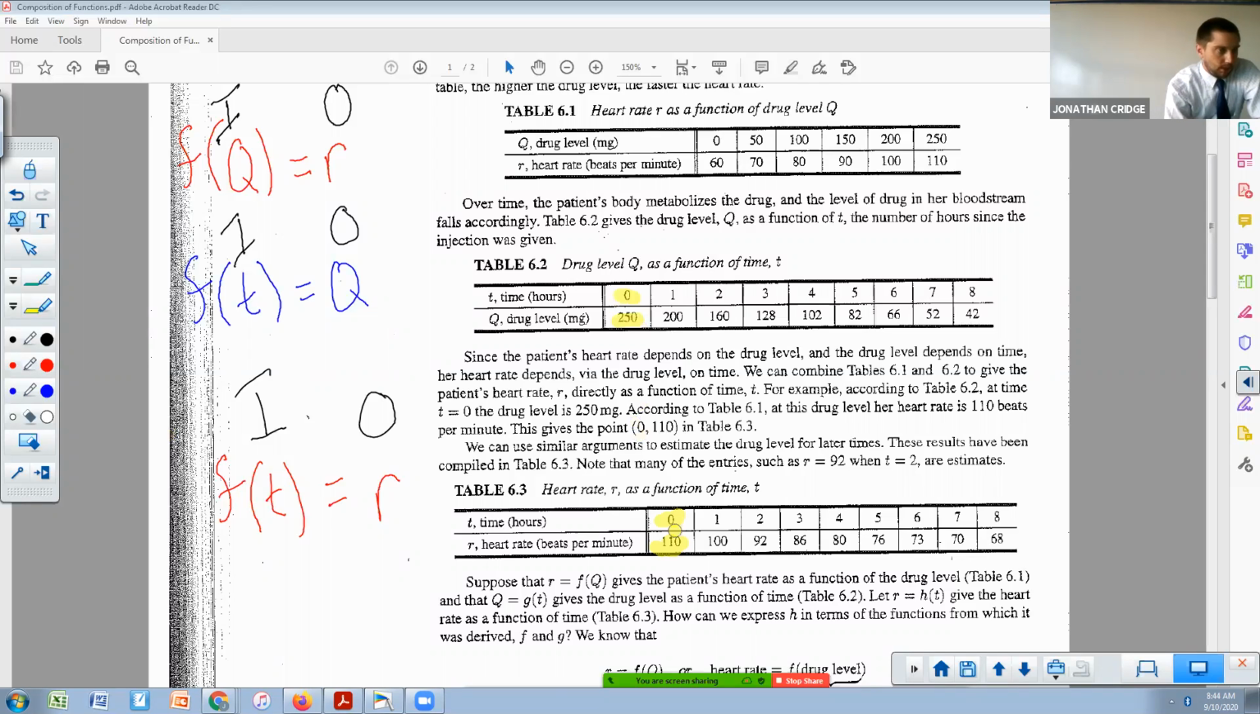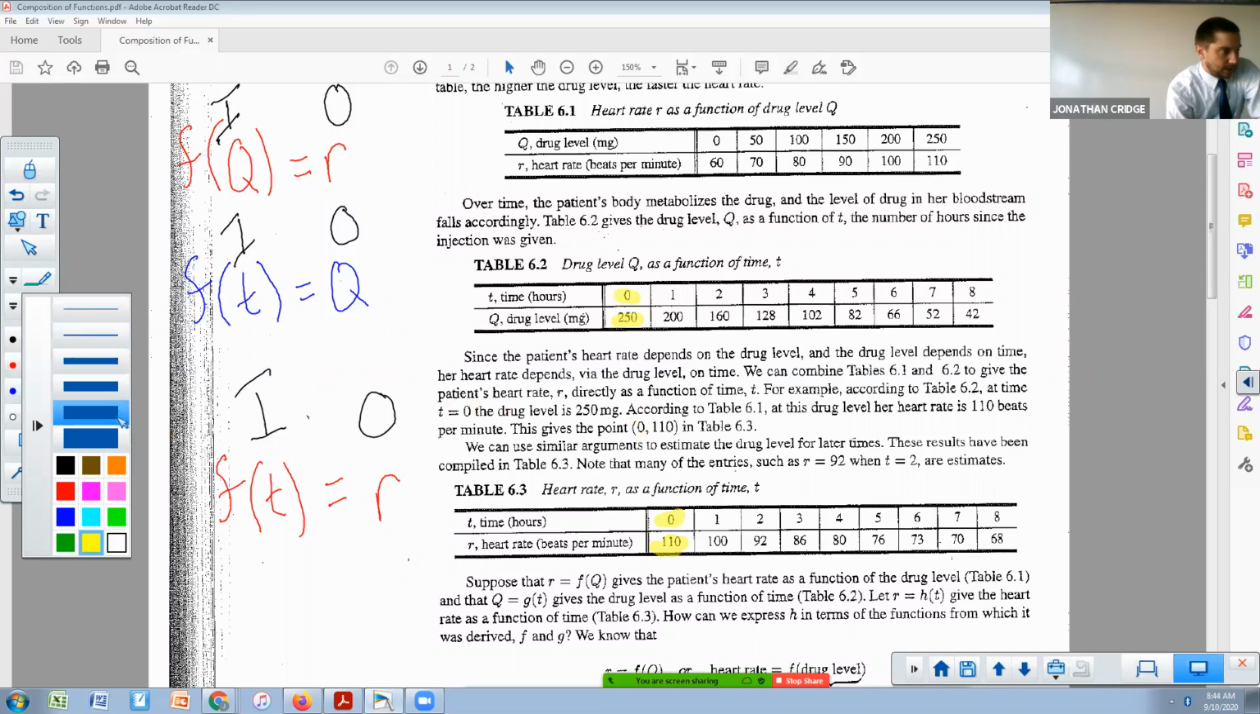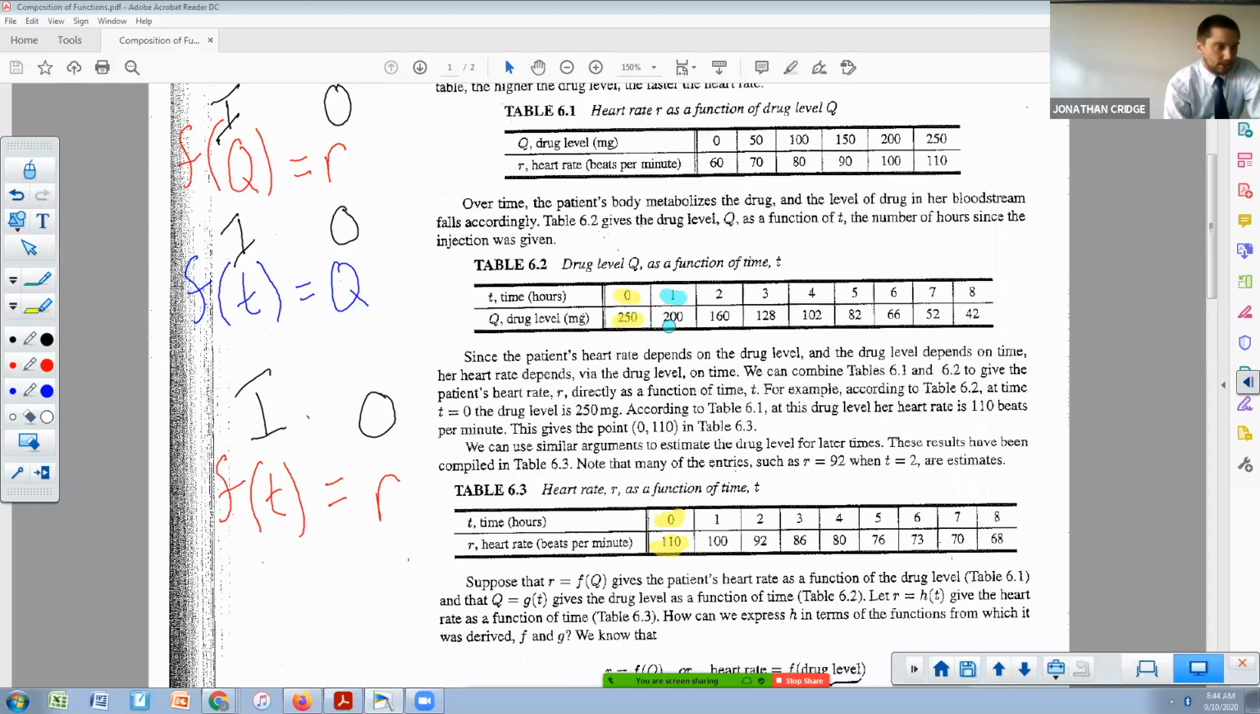So maybe we can do some predicting. Maybe it doesn't come out to be perfect numbers every time, but let's look at time equals 1. So when time equals 1, what happens? Well, somehow they figure out the heart rate's 100. So they went, time is 1. That means the drug level is 200. That's what table 6.2 tells us.